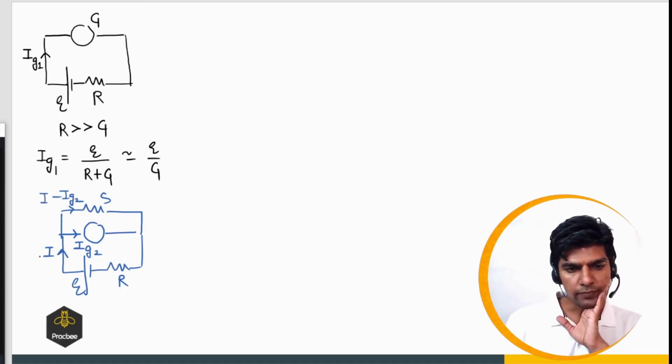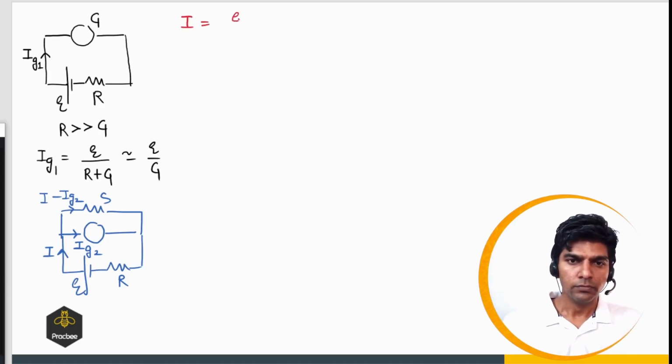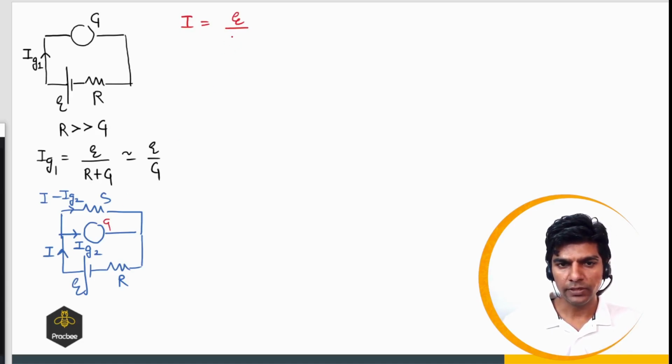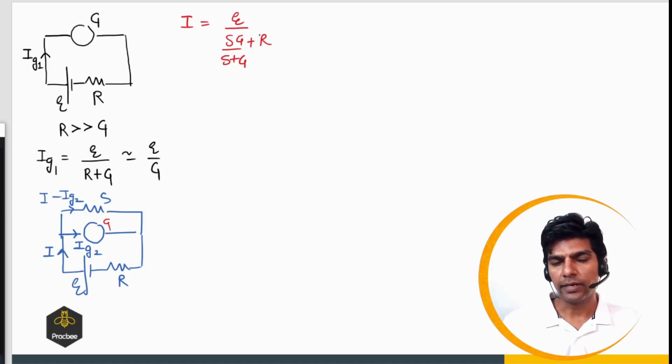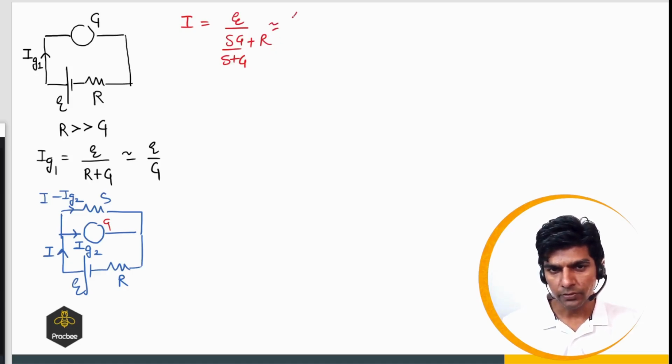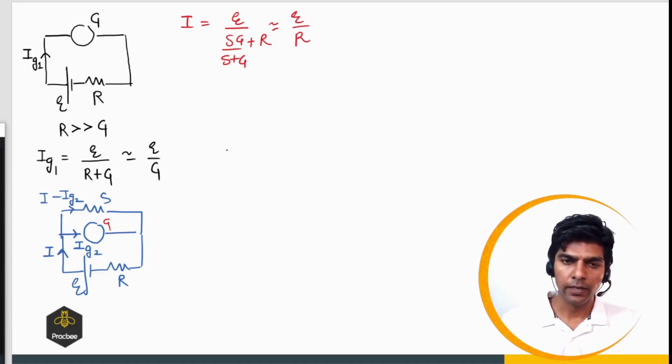So first of all, let us find what is the current supplied by the battery. I can be written as E divided by the total resistance. S and G are in parallel, so we can say SG upon S plus G, plus R. That will be the total resistance. Again, since R is very large in comparison to G, and SG upon S plus G will be less than G, the denominator can be written as R only. So E upon R, because R is very large in comparison to SG upon S plus G.